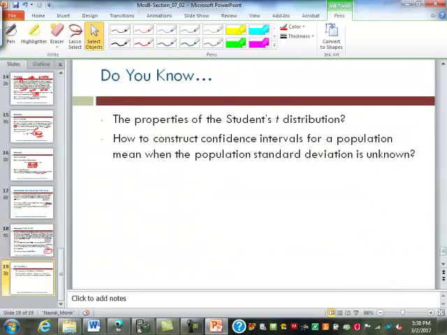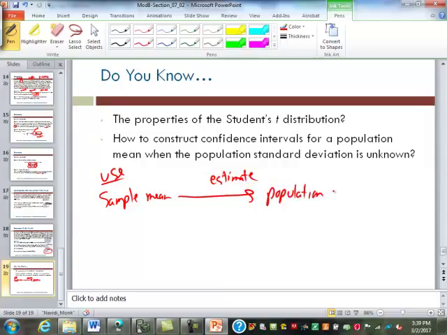So we've learned a little bit about the student t-distribution, and we've looked at constructing that confidence interval for the population mean. Remember, even though we're using the sample mean, what we're doing here is we're using the sample mean to estimate the population mean.